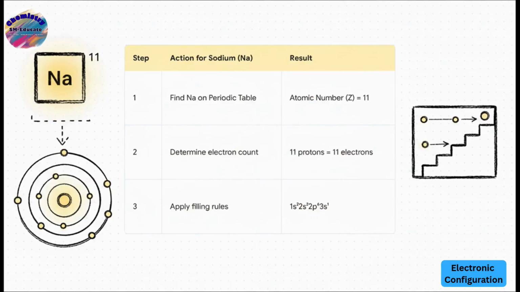Okay, step 1, we find sodium on the periodic table. Its atomic number is 11. Step 2, since it's neutral, 11 protons means we have exactly 11 electrons to place. And now for step 3, we just fill them in according to the rules. 2 go in the 1s orbital, 2 in the 2s, we can fit 6 in the 2p, and that last 11th electron finds its home in the 3s orbital. And boom, there it is, 1s² 2s² 2p⁶ 3s¹.